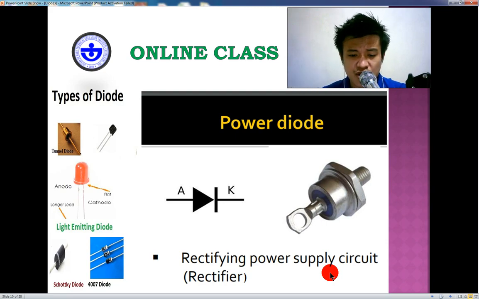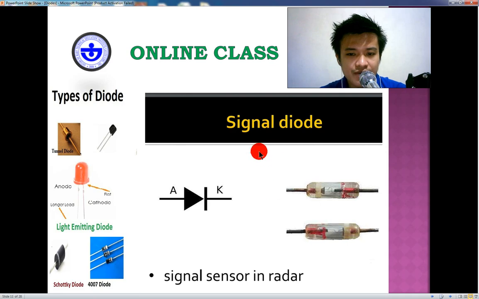About rectifying is to rectify, to increase the amount value of the voltage. That is one of the functions of the power diode. Next, we have the signal diode.